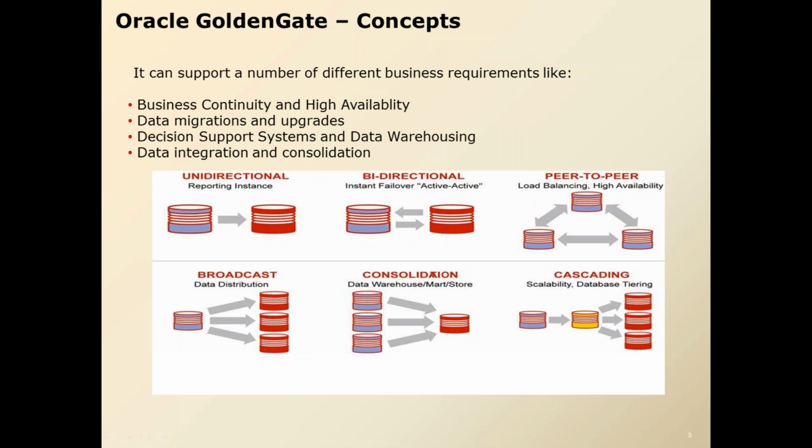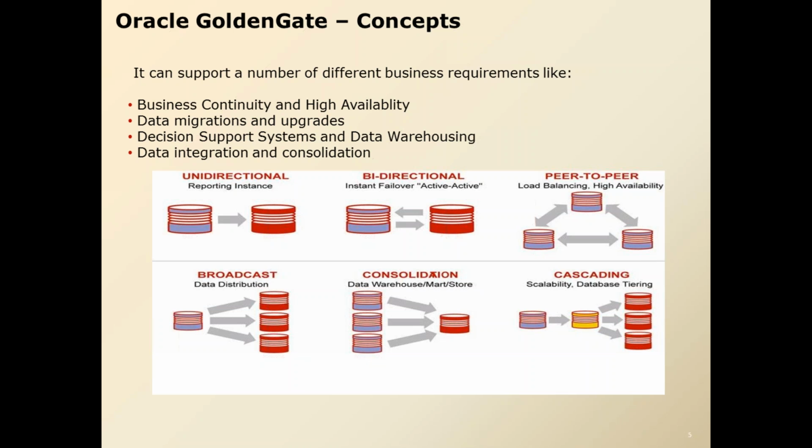That is, it could be active-active. So in bidirectional, your application can be connected to any site, that is primary as well as secondary. The data can come from any site. Once the data comes, it will be replicated to the corresponding site. Or you can use Goldengate for peer-to-peer, that is load balancing and high availability.